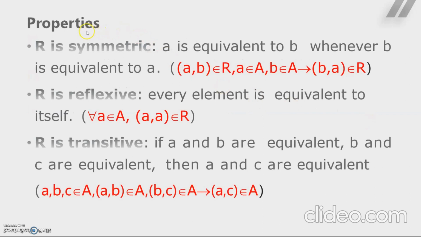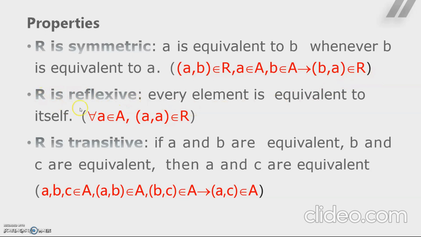The properties of equivalence relation. The first, R is symmetric. A is equivalent to B whenever B is equivalent to A. We can write it like this: (a,b) belongs to R, a belongs to A, b belongs to A, then (b,a) belongs to R.